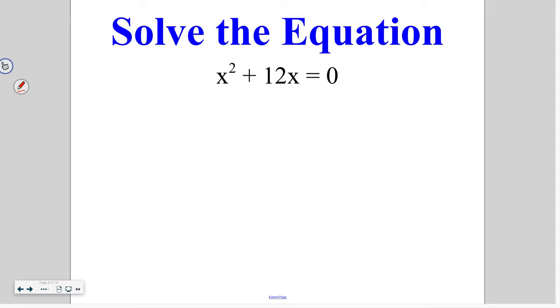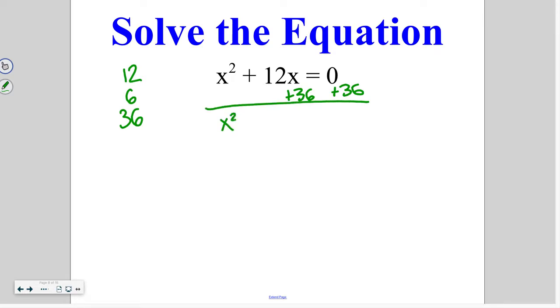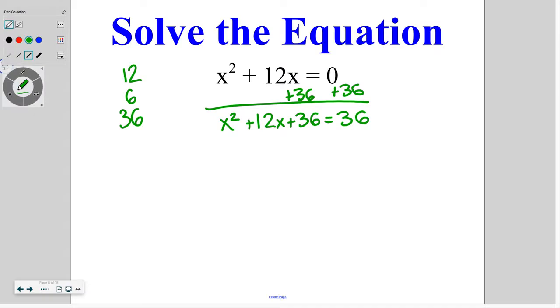So going through, first we want to make sure that x squared and bx are on the same side. They are, so step 1 is complete. Then I'm going to go ahead and complete the square. So 12, cutting that in half is 6, and then squaring that I end up with 36. I'm then going to add 36 to both sides of my equation, giving me x squared plus 12x plus 36 is equal to 36.